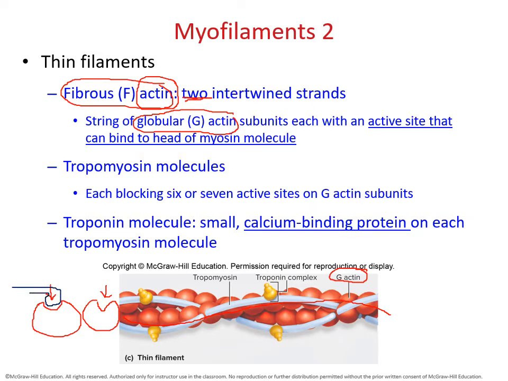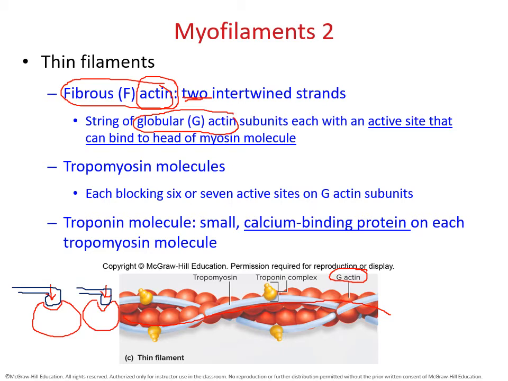So this is me drawing my golf club of the thick filament, and that's the little golf club head, and it fits right into the active site of the actin molecule. Now, when your skeletal muscle contracts, we want the thick filament and the thin filament to physically interact with each other. So we want the golf club head of the thick filament to interact with the active site on the thin filament. And when they link together, that is what we see as a contraction.